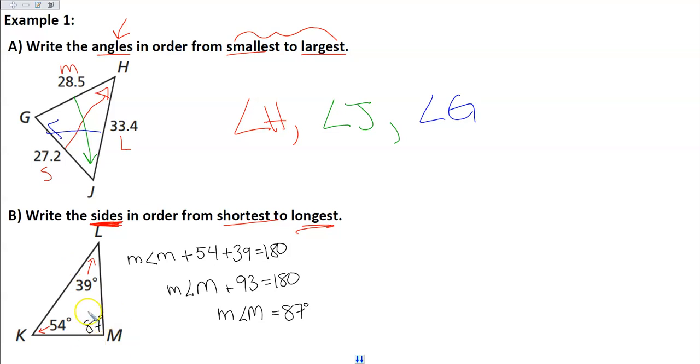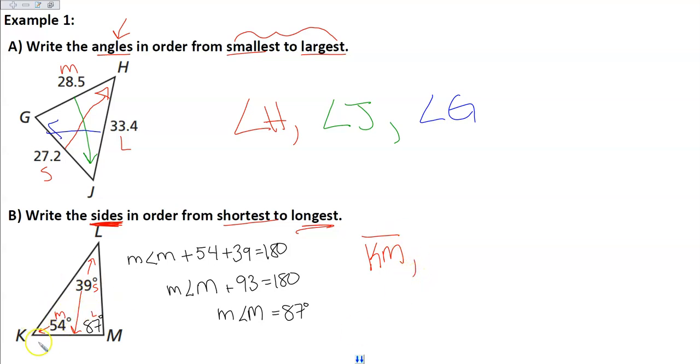So now 87 is my largest angle. Okay, it's bigger than 54 or 39. 54 is my next biggest, and then 39 is my smallest. So if I'm writing the sides from shortest to longest, the shortest side is across from the smallest angle. So when we write the side, KM is the shortest side.